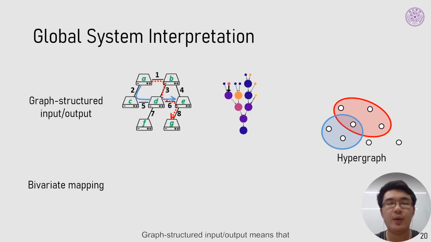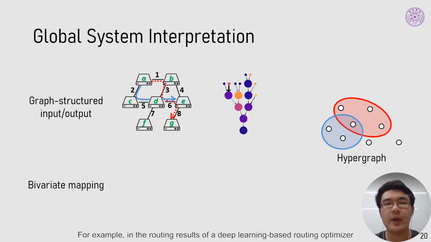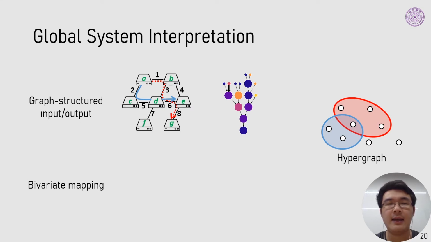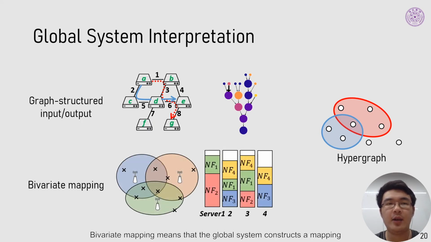Graph structured input-output means that the inputs or outputs of global systems are graph structured, such as the network topology. For example, in the routing results of a deep learning-based routing optimizer, we can formulate the interaction between routing paths and links as the relationship between hyperedges and vertices. Bivariate mapping means that the global system constructs a mapping between two variables, such as allocating resources to requests. In such a case, the two variables can be formulated as node and hyperedge.